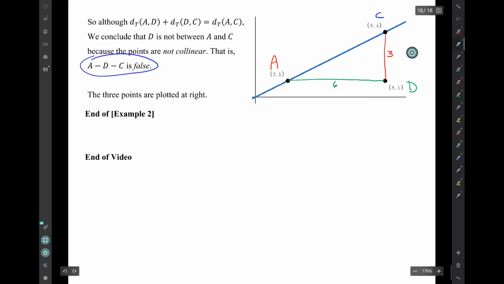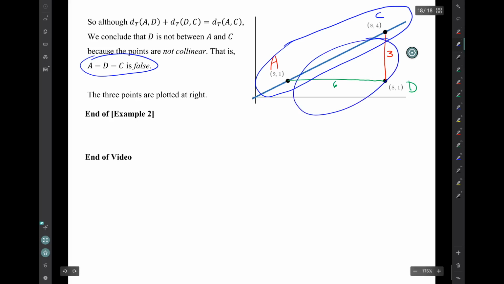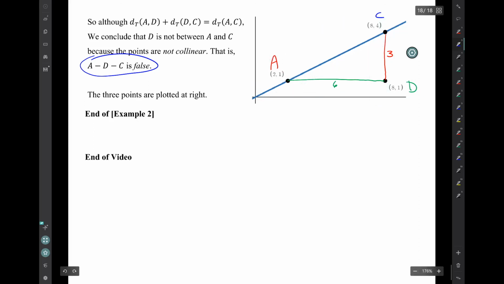The line that A and C lie on is not this stair-step shape. The line that A and C lie on is the Cartesian line. Cartesian lines are not stair-step things. When we compute distance in the taxicab plane, we sometimes draw pictures involving stair-steps, but those stair-steps are not the line that A and C lie on. The line that A and C lie on is that slanting line. The line that A and D lie on is this horizontal line, and the line that C and D lie on is this vertical line. So those are not collinear points, even though the distances add up.